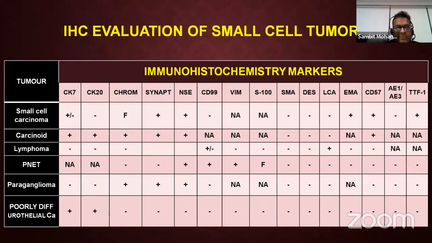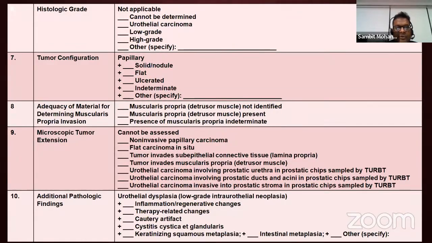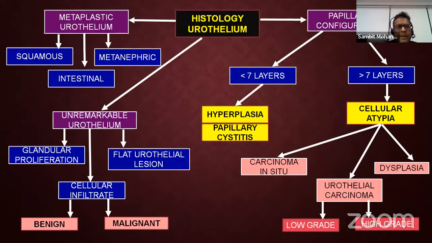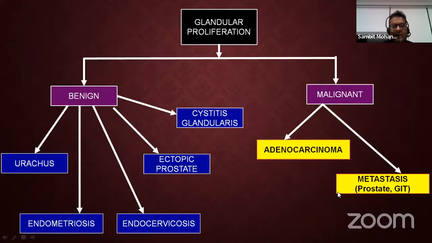Then let's just skip this one. You all know this, I think. So as you know, urothelium can undergo metaplastic change, which could be squamous, nephrogenic, or intestinal, or it will be just unremarkable urothelium with a flat change, which could be benign or malignant. If it is less than 7 layers, it is hyperplasia or a papillary lesion. If it is more than 7 with atypia, it could range from anything. And then the tumor would be low or high grade.